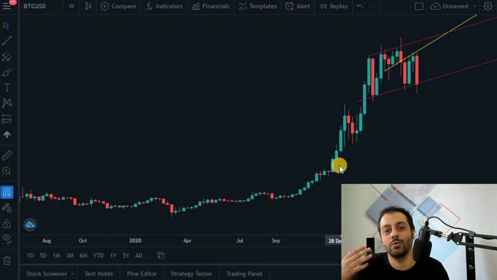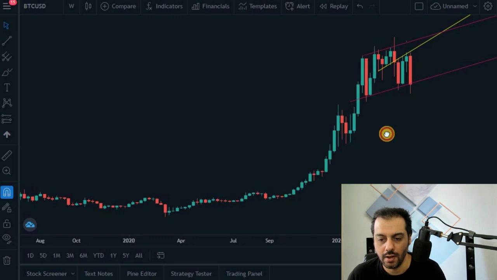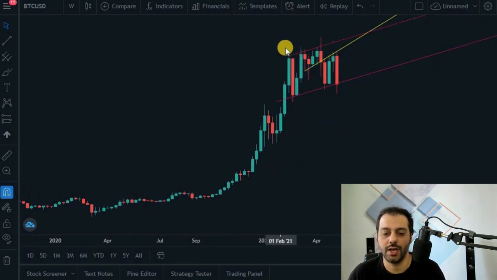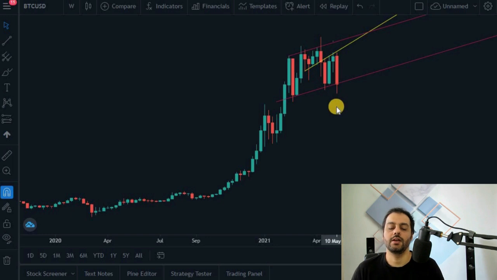Anyway, let's see what we have on the Bitcoin chart. The first thing that we are going to take a look at is the weekly chart. On the weekly chart, there is a channel. As you can see, there is a channel here. The lower band of the channel, which is our support, holds the price for now, but it's broken a little bit. Let's see what scenario we have.